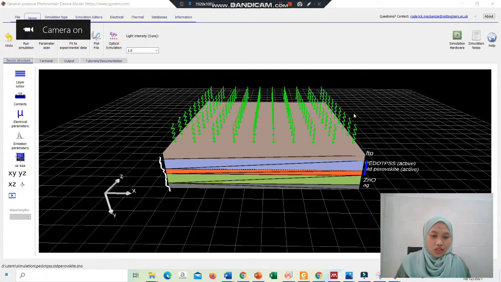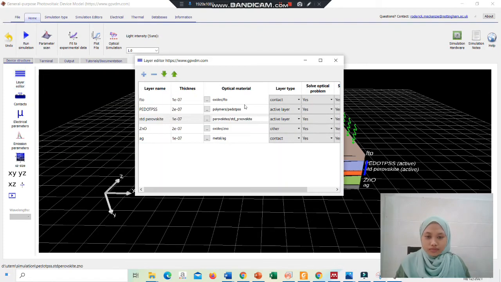This is the perovskite solar cells layer configuration employed in this simulation. Consists of 5 layers, which are FTO, HTM, perovskite, ETM, and metal. The HTM that used in the simulation is PEDOT:PSS, meanwhile the ETM is zinc oxide.